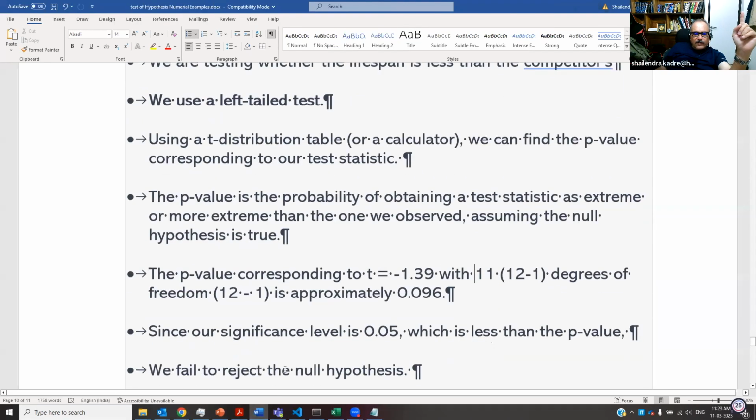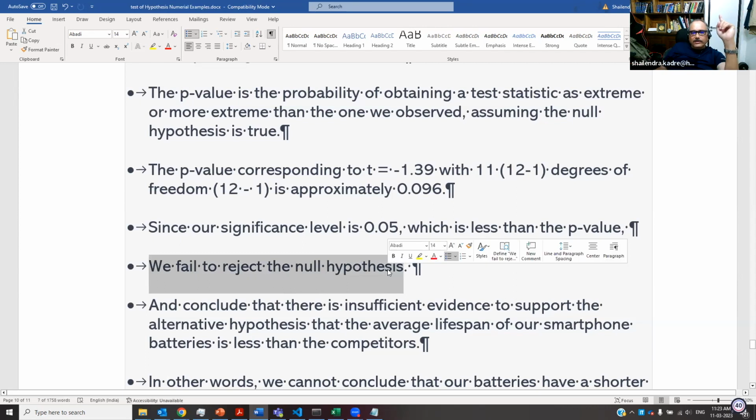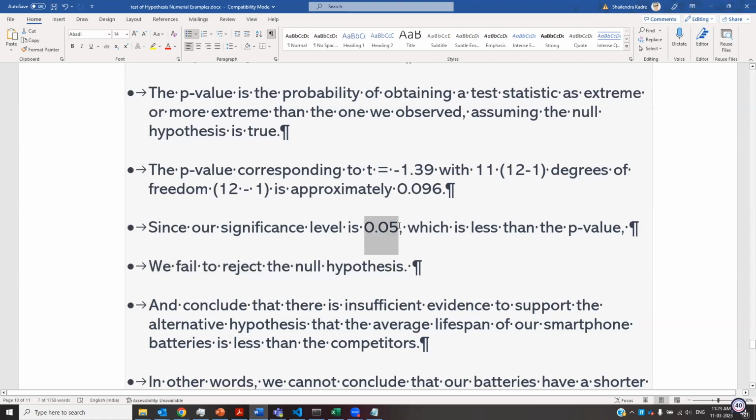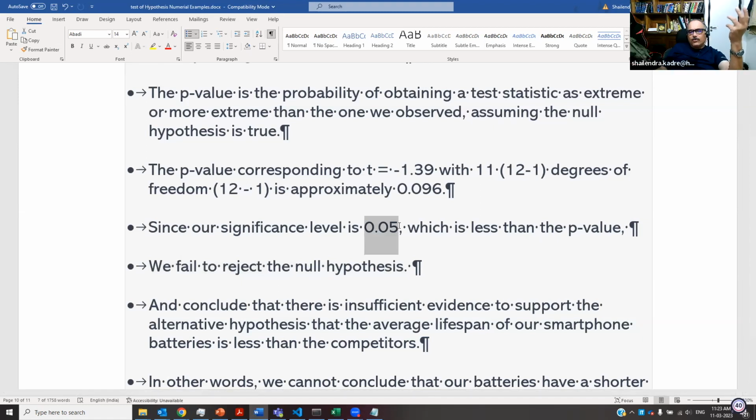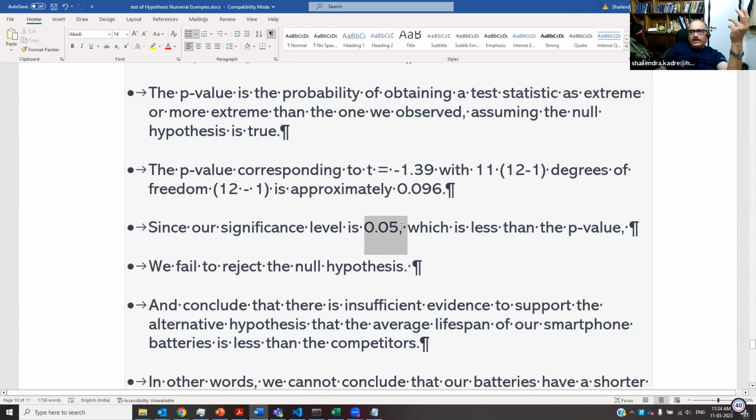So let us see what we have done. We fail to reject the null hypothesis because the P value is greater than the significance level. Significance level is almost fixed, unless somebody tells you to use a significance level of 0.02 or 0.03. If no significance level is given, we'll assume it, and in most cases the significance level will be 0.05. So it is fixed. Our whole problem is to calculate the P value, either using a t-test or using a standard normal test.